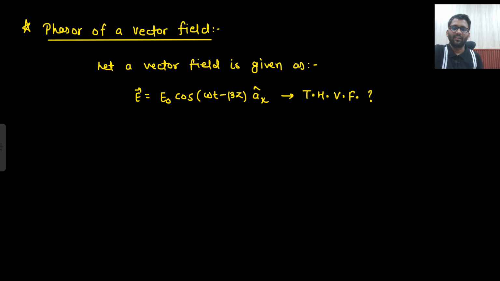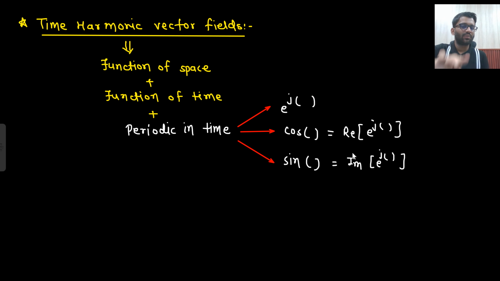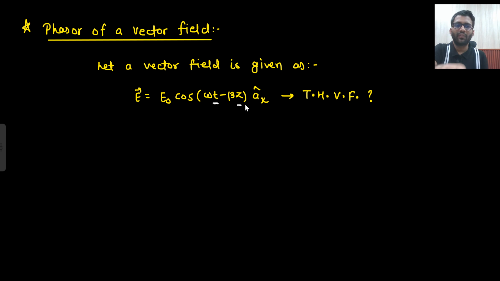Okay, let's see an example. This is a vector field I have written: E naught cos(omega t minus beta z) ax cap. So is it a time harmonic vector field? Function of time, function of space, and either sine, cos or e to the power j something. Yes, it is a time harmonic vector field. You will not just call it a time varying vector field. It is certainly a time varying vector field, but we will call it a time harmonic vector field.